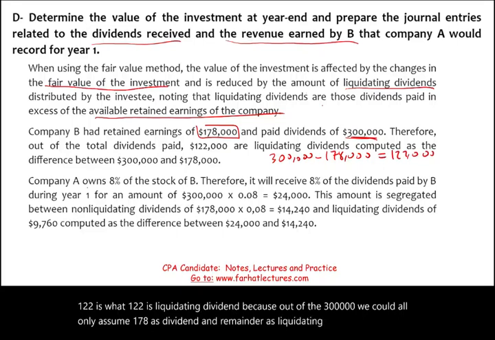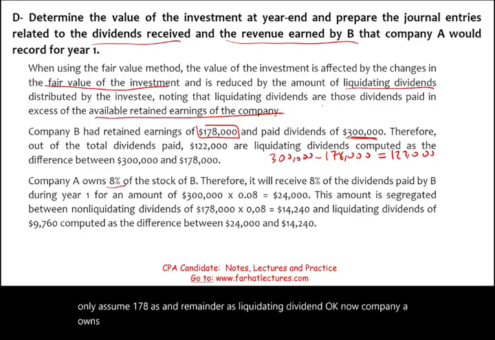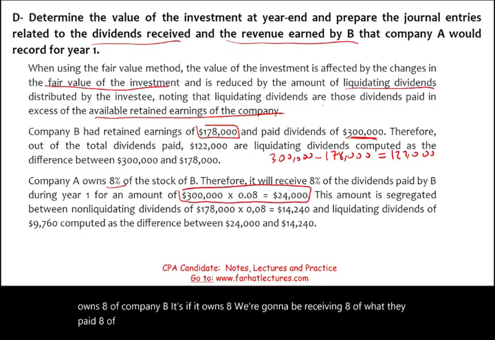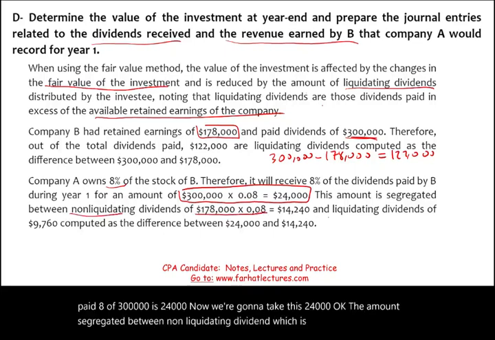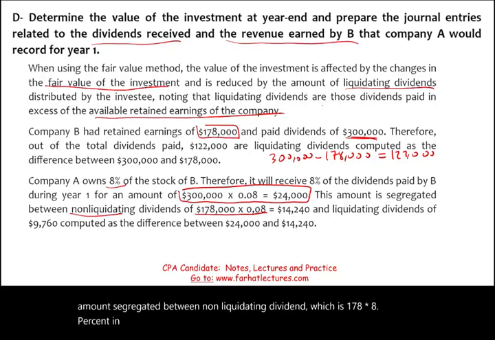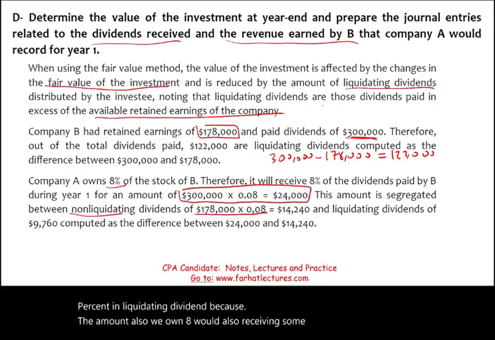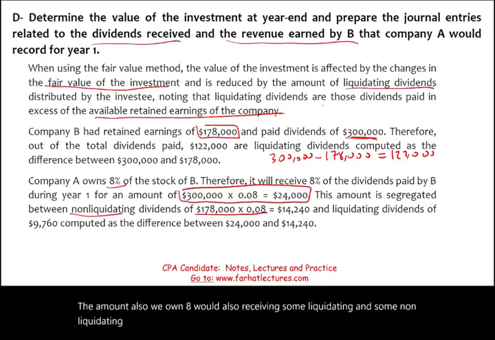Okay. Now, Company A owns 8% of Company B. Well, if it owns 8%, we're going to be receiving 8% of what they paid. 8% of $300,000 is $24,000. Now, we're going to take this $24,000 and segregate it between non-liquidating dividend, which is 178 times 8%, and liquidating dividend, because we own 8%, so we're also receiving some liquidating and some non-liquidating dividend. So 178 times 8% will give us 14,240.